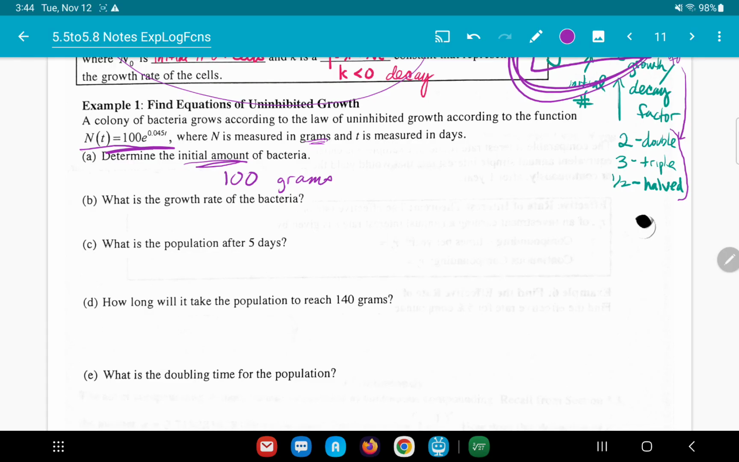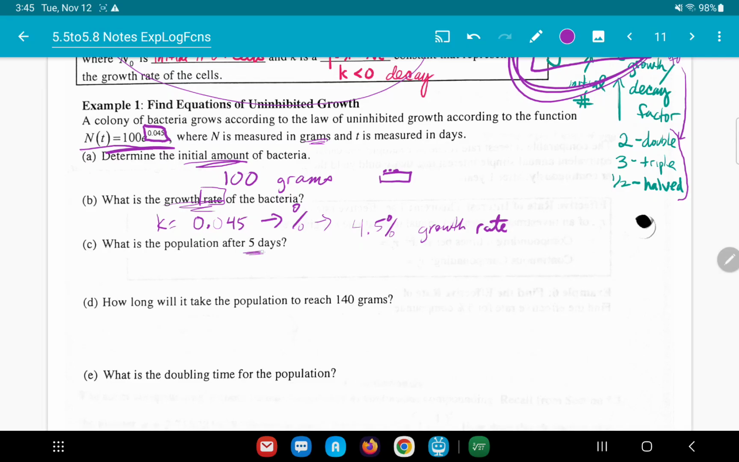So it's like imagining that you're putting a petri dish on a scale, and you measure that on the scale there's 100 grams. You're weighing the bacteria. What is the growth rate of the bacteria? Well, to do that, we focus on the k value. So because the growth rate is giving us a k value of 0.045, keep in mind that rate is a percentage, so we want to change this into a percentage. So we're saying that there is a 4.5% growth rate.